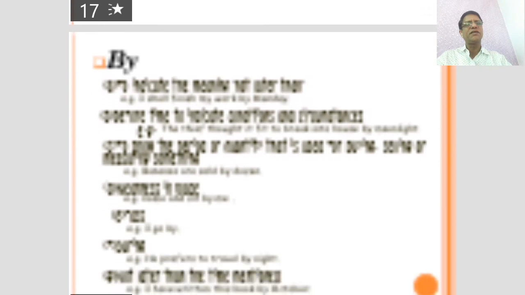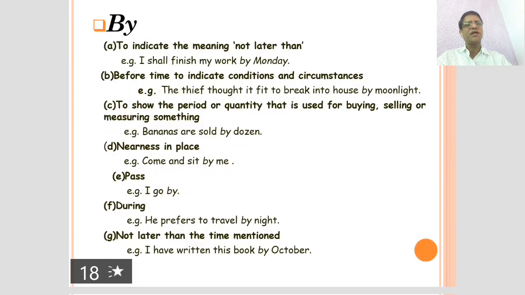Next is by. We use by to indicate the meaning not later than: I shall finish my work by Monday. Before time, to indicate conditions and circumstances: The thief thought it fit to break into the house by moonlight. To show the period or quantity that is used for buying, selling or measuring something: Bananas are sold by the dozen. If we are showing nearness in place, then we can use by: Come and sit by me, meaning beside me. Pass: I go by. During: he prefers to travel by night. Not later than the time mentioned: I have written this book by October. So in this manner we can use by.